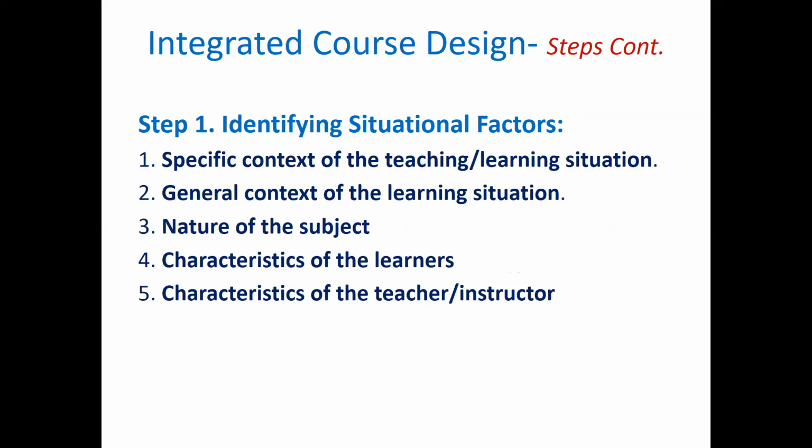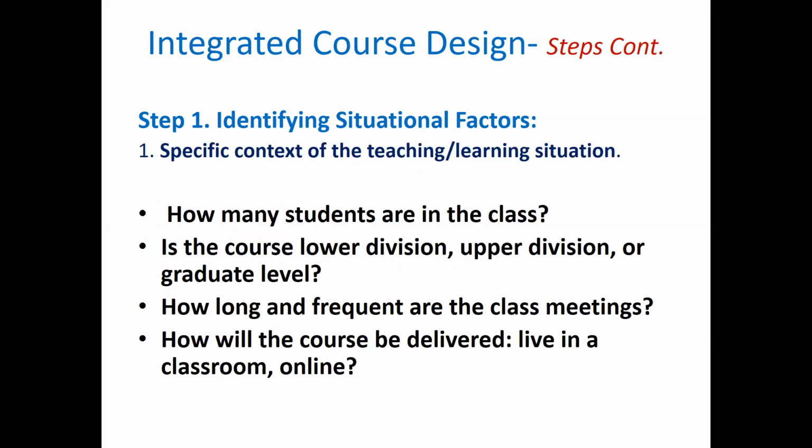When we talk about this first step, there are also subcomponents. So we need to identify the situational factors that may influence the learning process. And these include the specific context of the teaching and learning situations, and the general context of the learning situations, the nature of the subject that we are teaching, the characteristics of the learners, and these are the students, and also the characteristics of the teacher or instructor. So we have to know about ourselves. So let's go into details and examples.